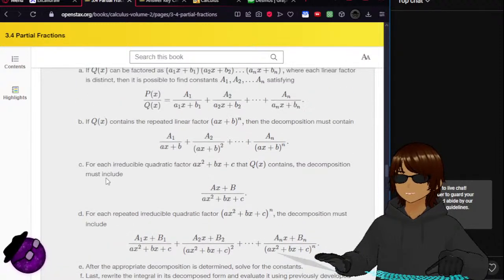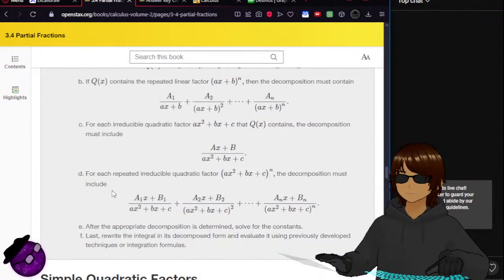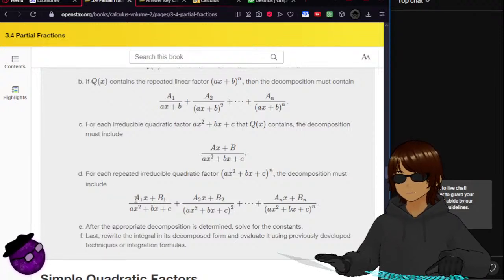For each irreducible quadratic factor ax squared plus bx plus c that q contains, the decomposition must include this. For each repeated irreducible quadratic factor ax squared plus bx plus c to the power of n, the decomposition must include this.